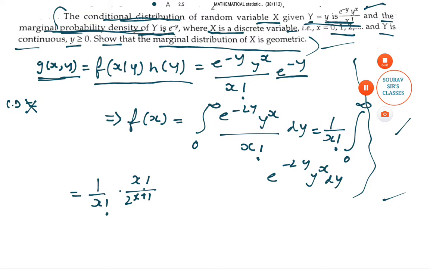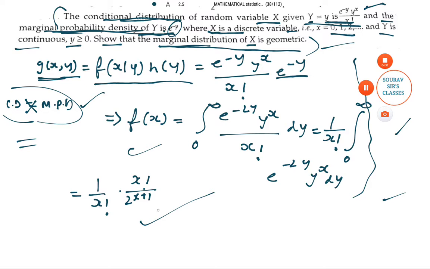When you multiply the conditional probability distribution with the marginal probability density, which is this, we get the marginal distribution of x as the multiplication of this. So from here we can say that we have found it to be equal to this. We have just multiplied it and found the function of x, which is given by this.